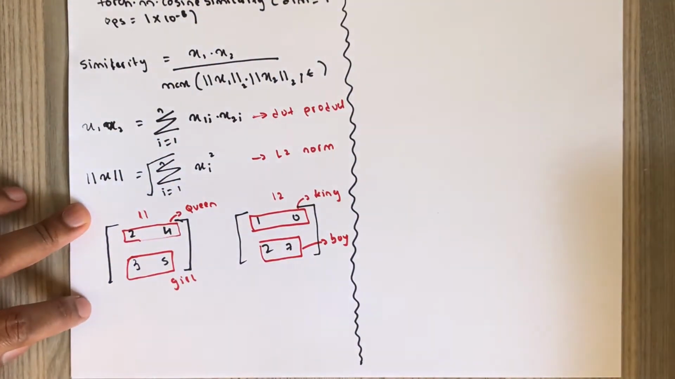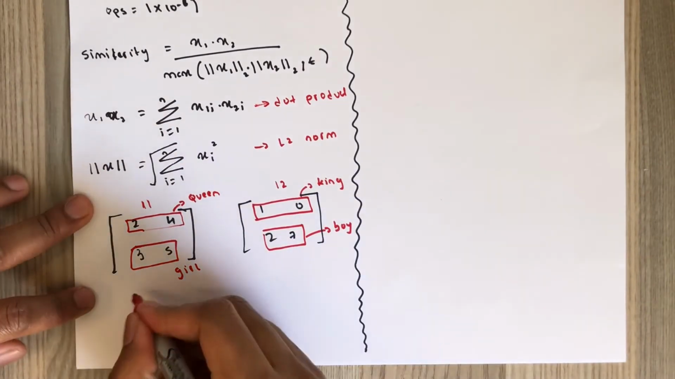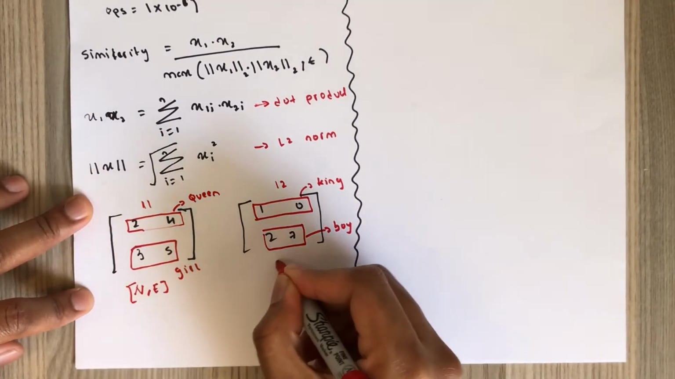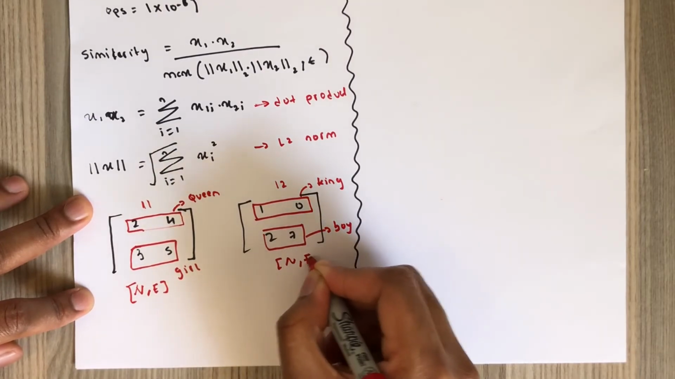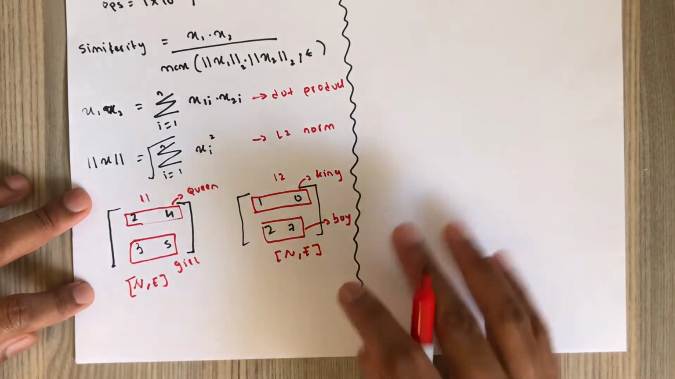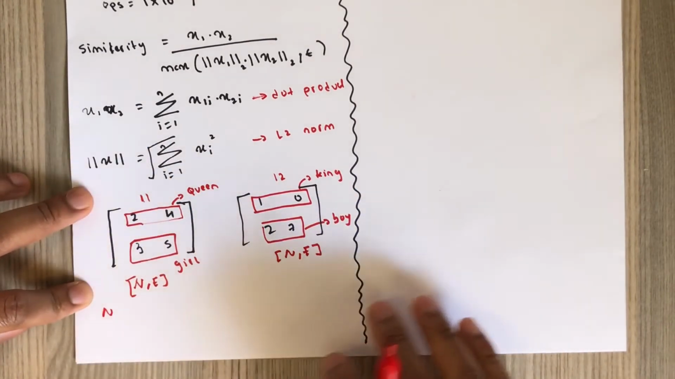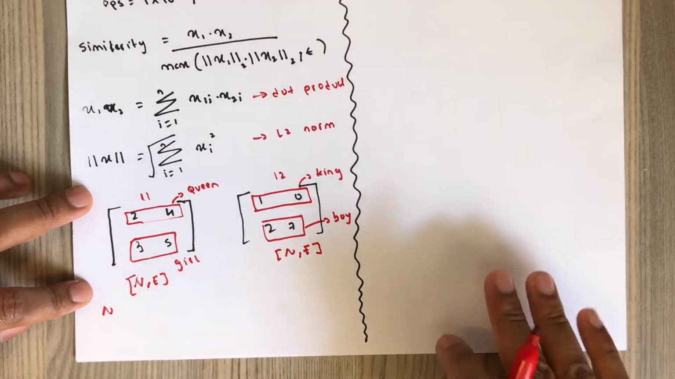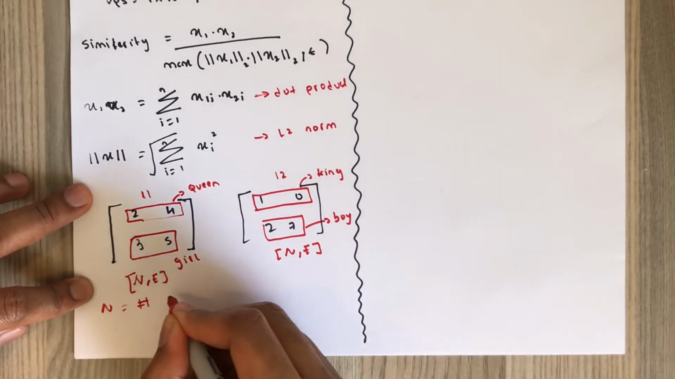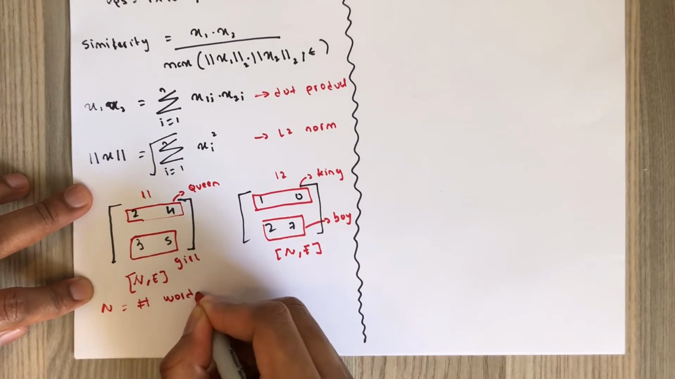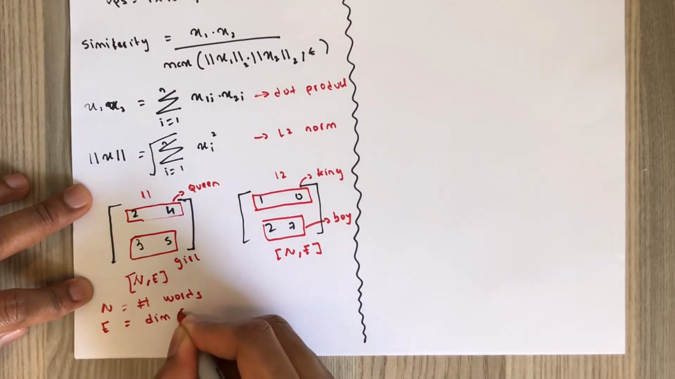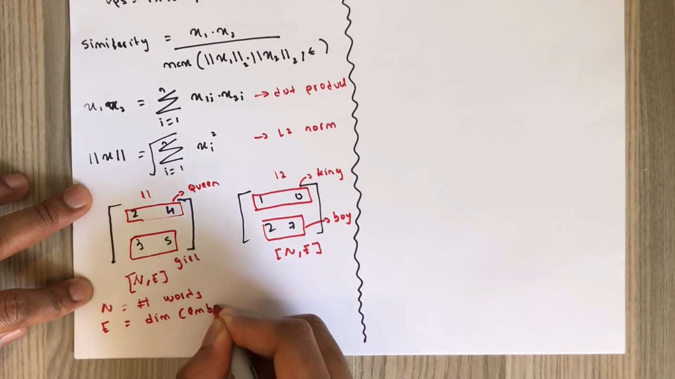Both of these inputs have a dimension of n by e. Okay, and n is the number of words, and e is the embedding dimension.